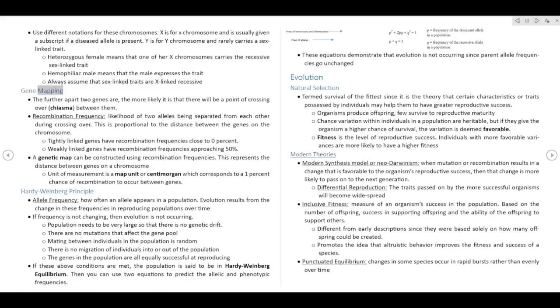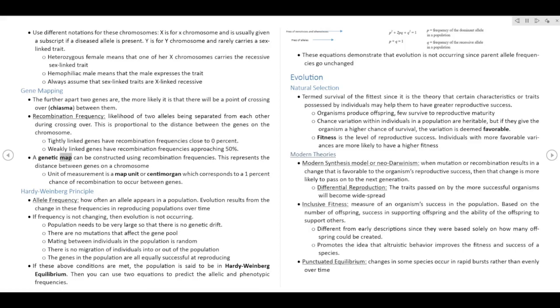Gene mapping. The further apart two genes are, the more likely it is that there will be a point of crossing over, a chiasma, between them. Recombination frequency is the likelihood of two alleles being separated from each other during crossing over. This is proportional to the distance between the genes on the chromosome. Tightly linked genes have recombination frequencies close to 0%. Weakly linked genes have recombination frequencies approaching 50%.